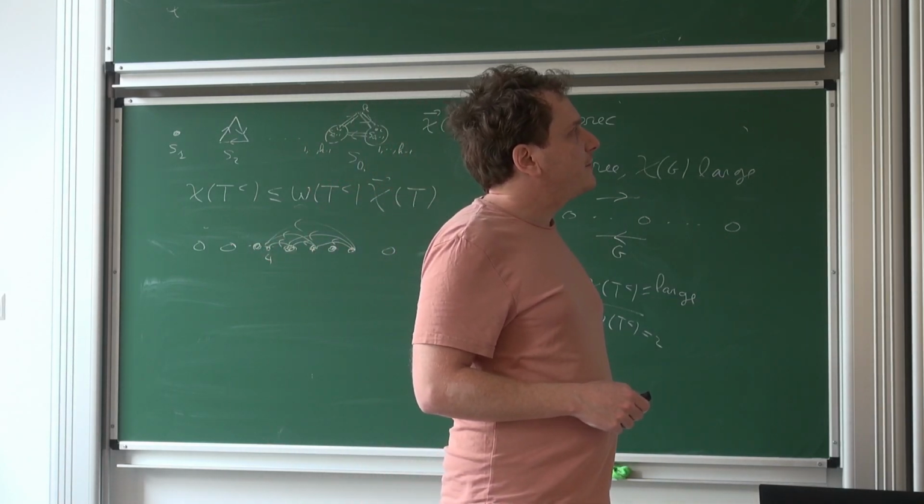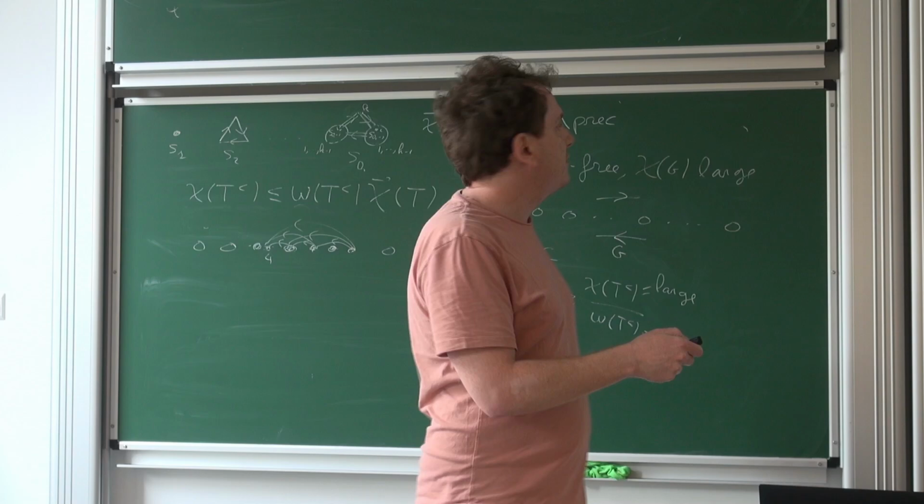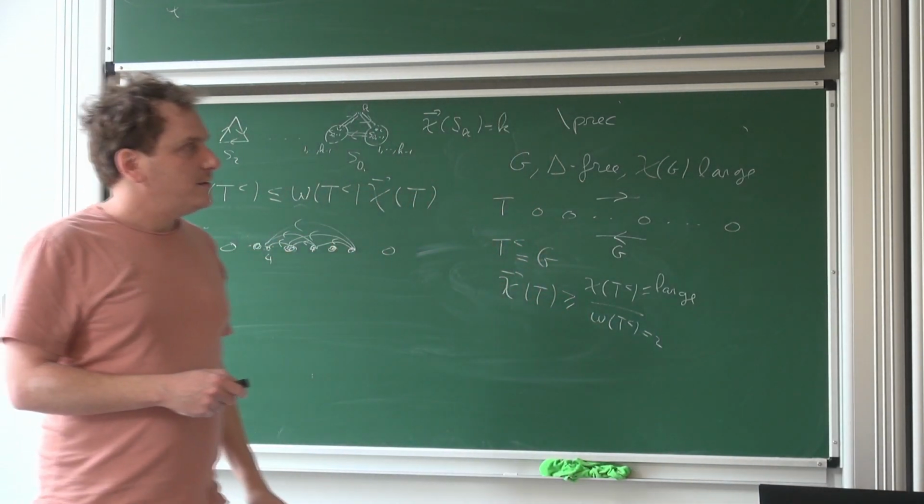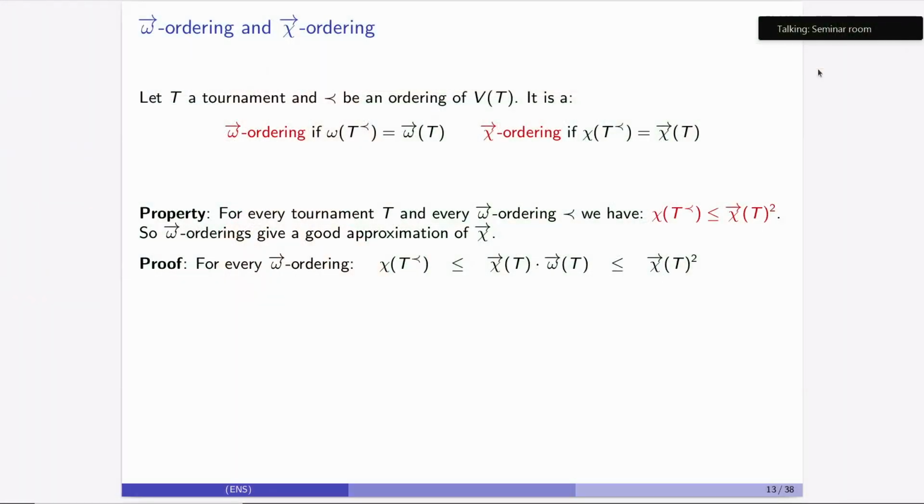Okay, what did I want to say here? I want to say that because of the fundamental inequality, which is here, every omega ordering gives a good approximation of chi. So if this is an omega ordering, then the chromatic number of the Backes graph is not too large compared to the dichromatic number.